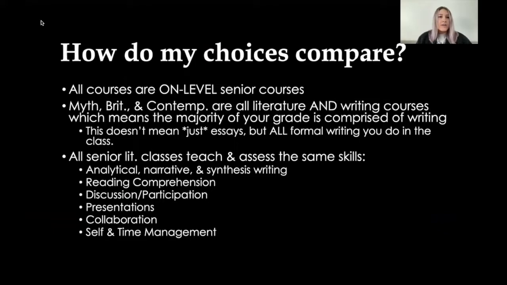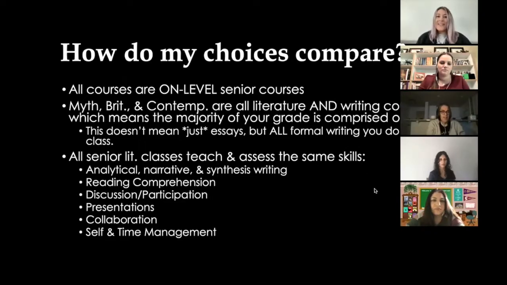So to kick it off for you all, we do have an overview of all of your choices and some things to keep in mind before we start the presentation. So one thing to note is that all three of these courses are on-level senior courses. What that means is regardless of if you take Myth, Brit, Contemp, all are literature and writing courses, which means that the majority of your grade is going to be composed of writing. Now, writing doesn't just mean essays, but it does mean all forms of formal writing that you're going to be doing in your classes.